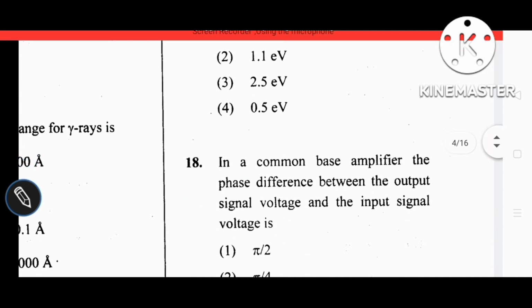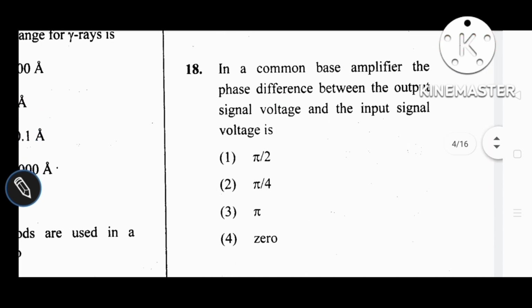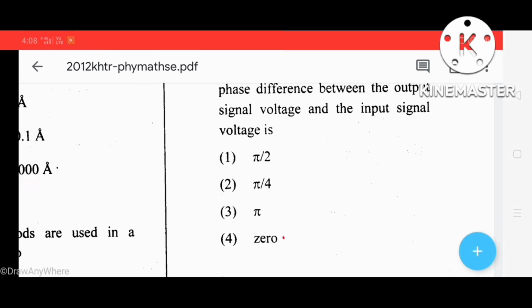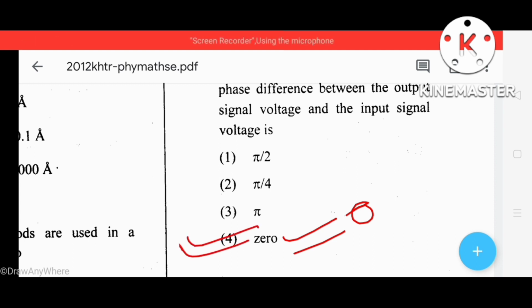Next, question number 18. In a common base amplifier, the phase difference between the output signal voltage and input signal voltage is, it is always equal to 0. This will be always equal to 0. So option number 4 will be the correct answer here.